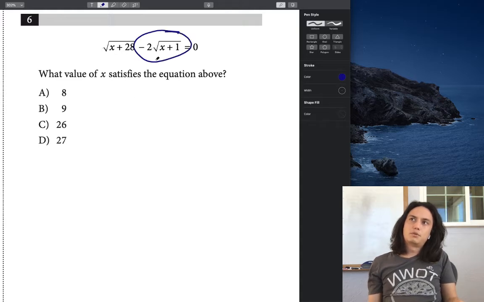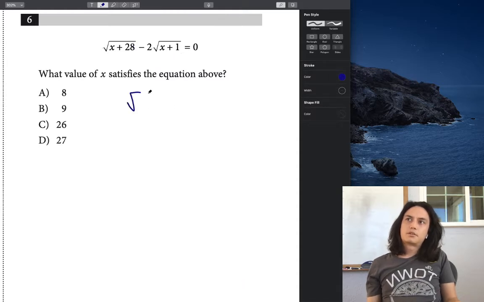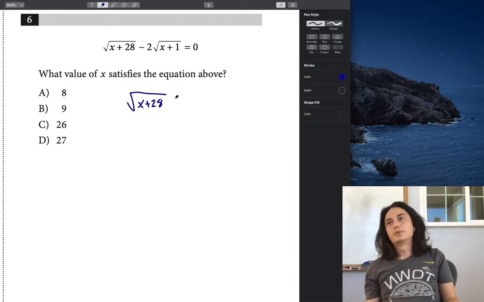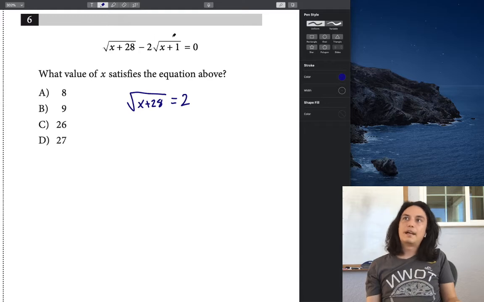We're gonna move all this over to the other side. That's what we'll start by doing. We're gonna go square root of x plus 28. We're gonna square both sides probably. Equals, and then we're gonna go plus 2, because we are adding this whole big block to both sides. So we're gonna end up with plus 2 square root of x plus 1.